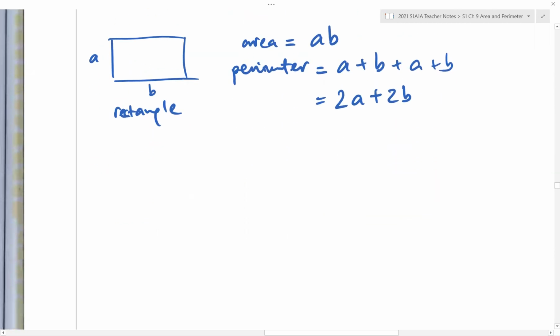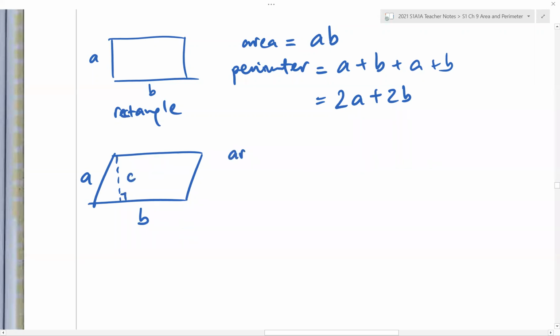Let's move on to the next shape. What is the next shape? Karin, what shape do you want next? What did she say? Louder. Oh, you want a parallelogram? Okay. Parallelogram. Let's call this A, B, and let's give you a perpendicular height of C.